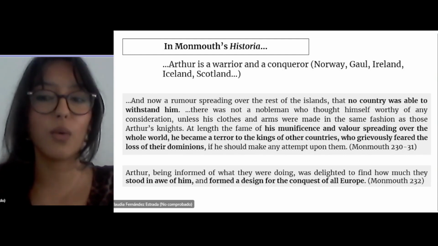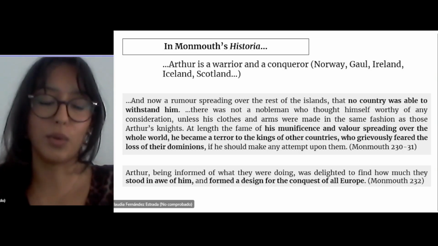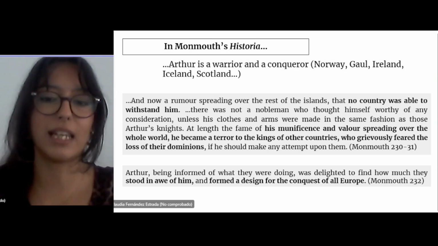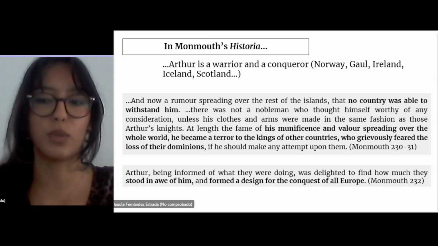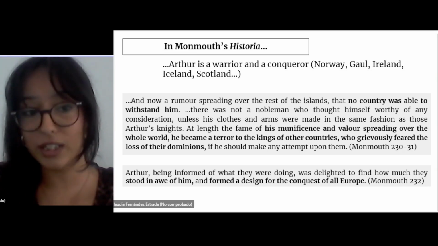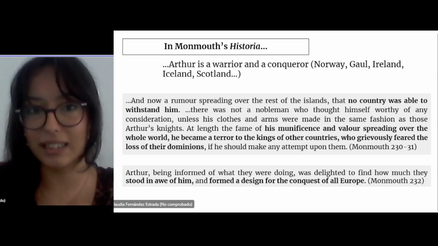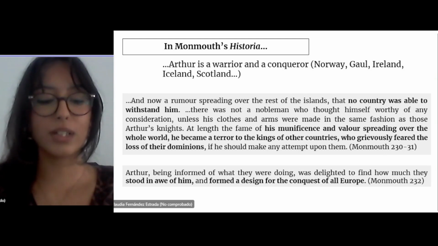Okay, no country was able to withstand him, and his magnificence and valor spread over the whole world, becoming a terror to the kings of other countries. Basically, nobody does it like Arthur. So what did Henry do with this?